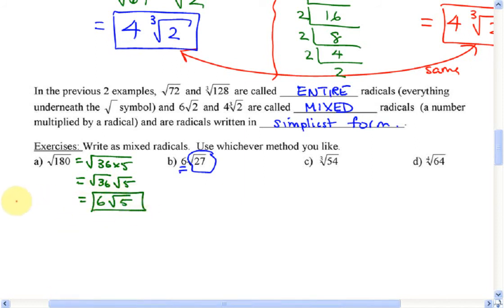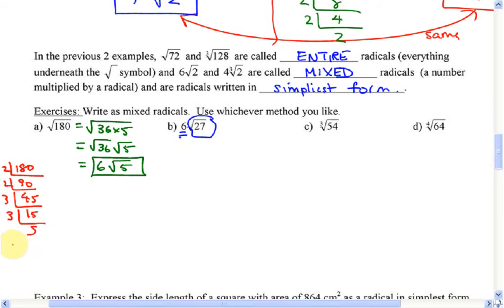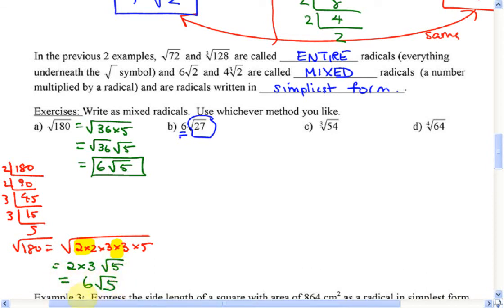Those of you who did 180 with the prime factorization, I saw you do this, 2, 2, and then you got down to here, you did 3 and then a 3 and a 5. If you did it this way, remind yourself, please, to look for pairs. Okay? So here's a pair. Here's another pair. We take those out. That's 2 times 3 with the leftover of a root 5. And 2 times 3 is 6, so 6 root 5. How many of you got 6 root 5? Yay! Good. Okay, let's do B.